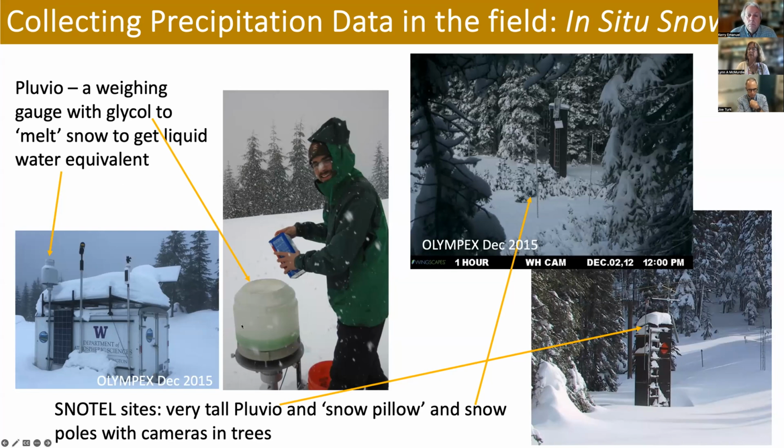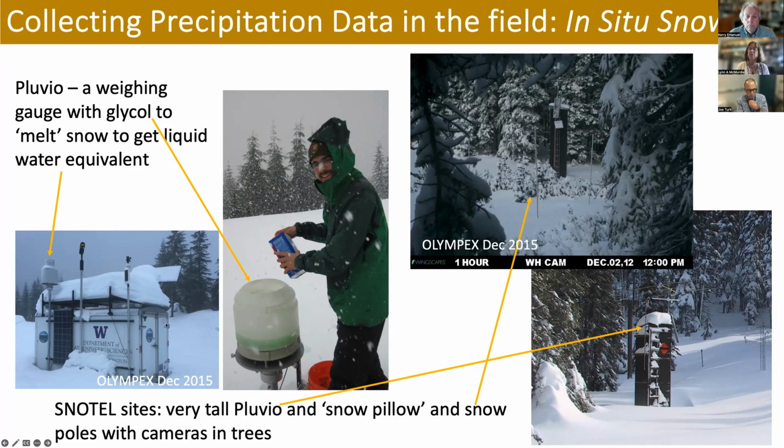It's a weighing gauge. It weighs the content of the container, and you have to put this glycol mixture in there to essentially melt your frozen precipitation, so you get the liquid water equivalent of the falling precipitation. That requires you to go out and empty it once in a while, which is what this person has just done and is now restocking it with glycol.